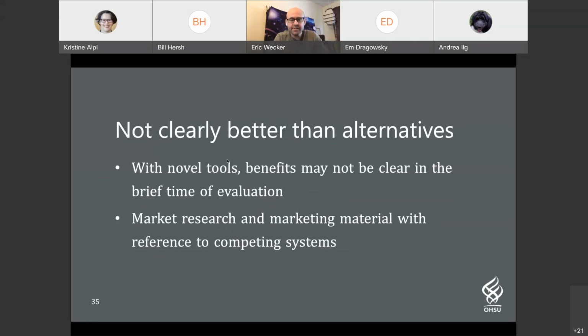So, not clearly better than alternatives. Some of these tools, if they are truly novel, it's difficult for the potential adopters to identify the benefits of them in the brief time that they have to actually evaluate them. So the proposed solution to this is essentially to do market research and develop marketing material, and to reference the other competing existing systems that do similar things.